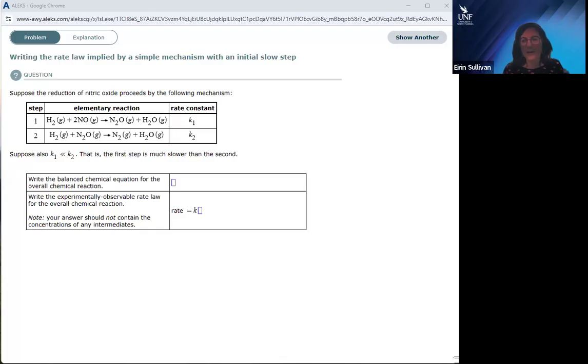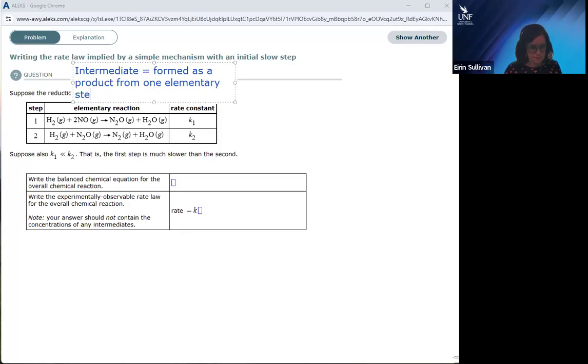So first of all, what we need to do is write the overall process that is happening. The way, which you will have learned in Gen Chem 1, to balance overall reactions from reactions that occur in multiple elementary steps is to search for the intermediate. So remember, an intermediate is something that is formed at the end of one elementary step and then gets used up at the beginning of another. So formed as a product from one elementary step, then used up as a reactant in a subsequent elementary step.